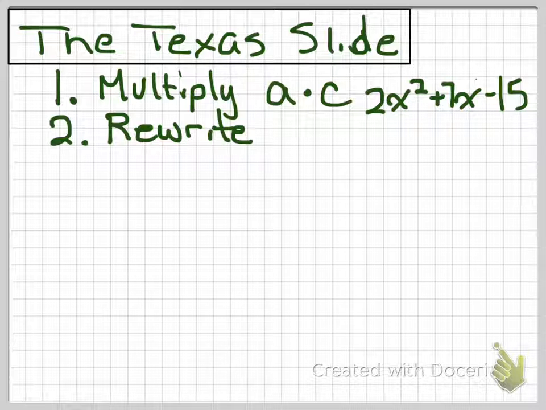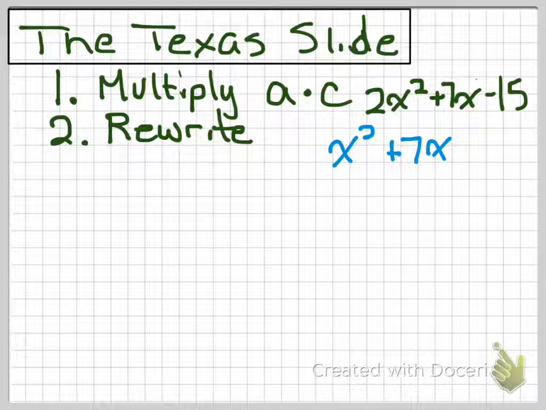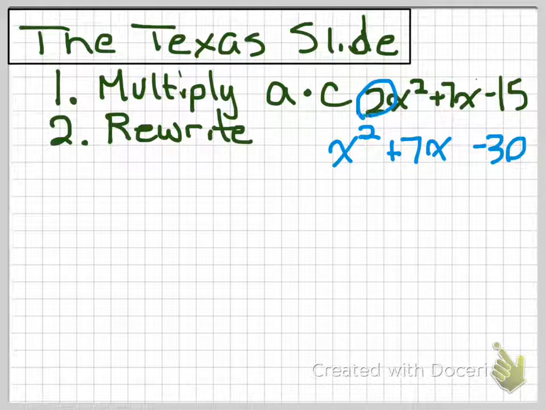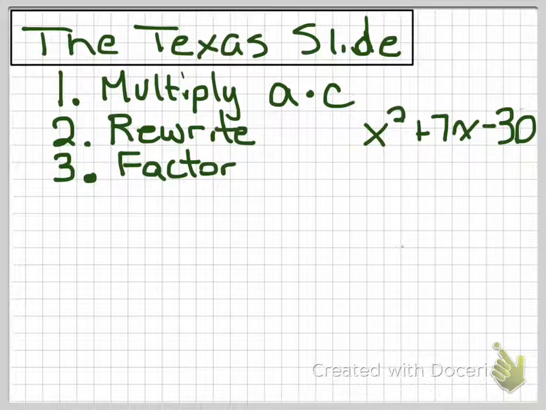Now we're going to go ahead and rewrite this. So instead of 2x squared plus 7x minus 15, now we're going to have x squared plus 7x minus 30. So essentially what we've done is we moved this coefficient out of a, where we're going to change a, and we put it in at the end. Okay, so we're going to continue.